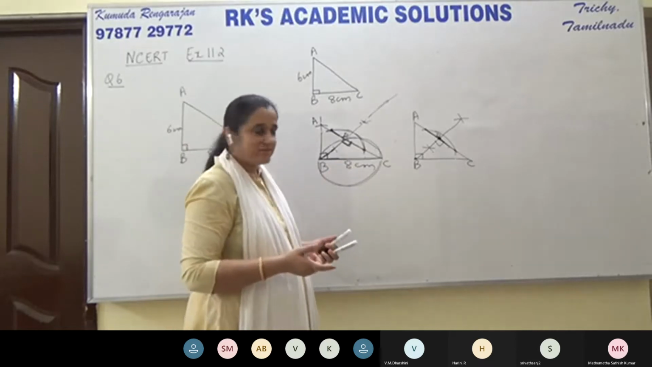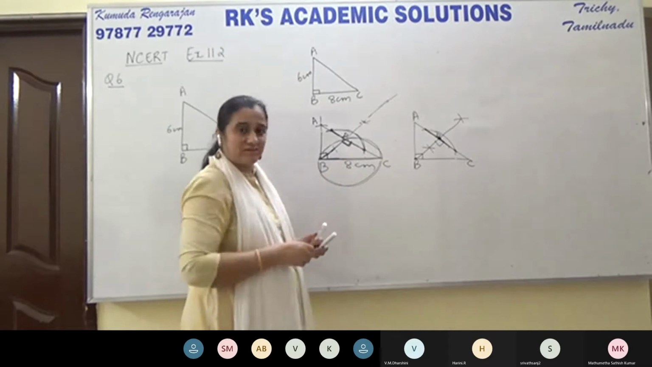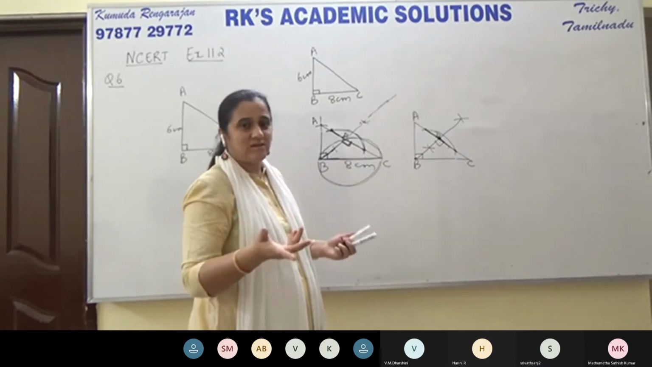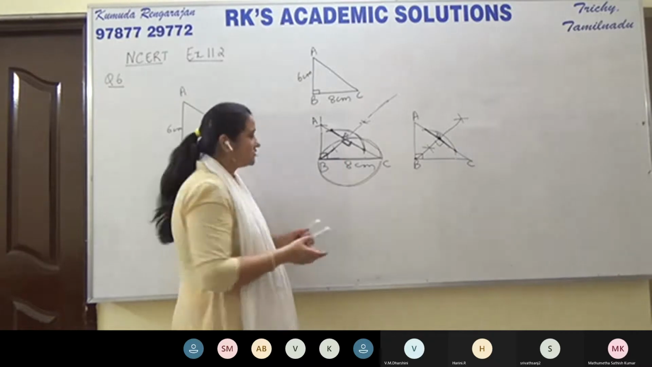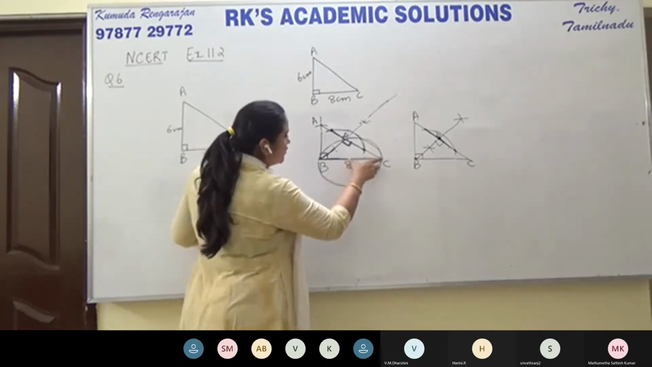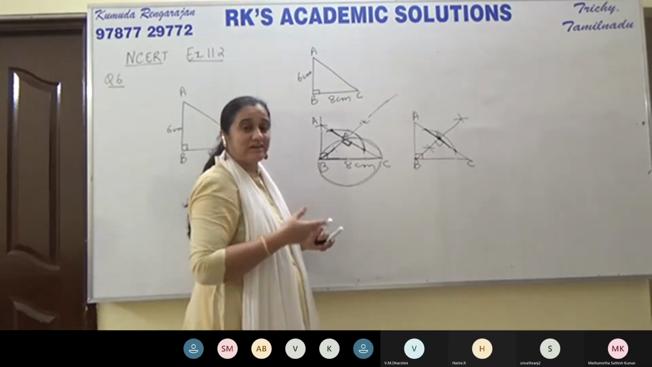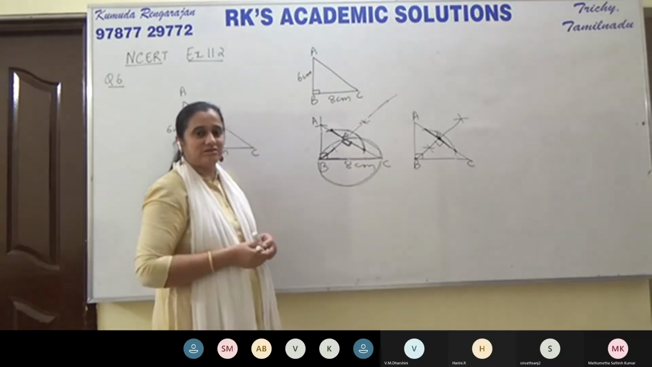BC is the diameter. That means the midpoint of BC will be the center of the circle. So we got the center of the circle. Radius, we got the diameter itself. Then why it's not difficult to get the radius? From the center you measure this, that will be the radius. So if BC is the diameter 8 centimeters, the radius is 4 centimeters.